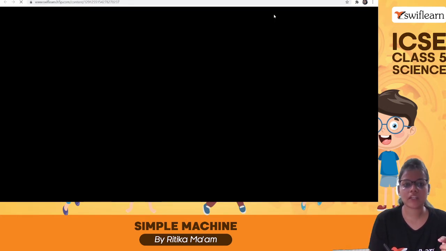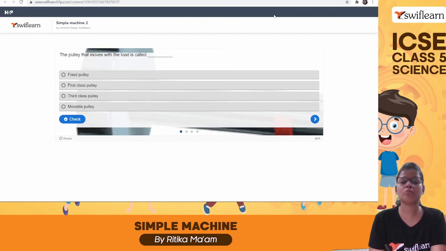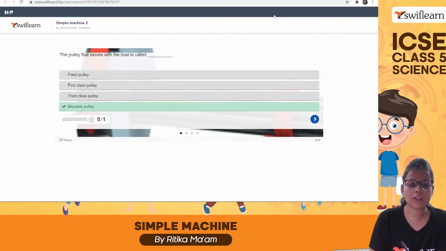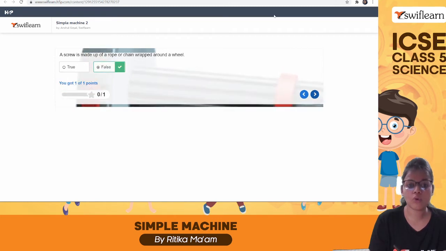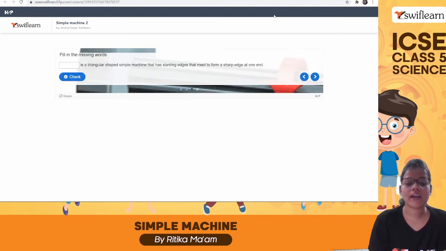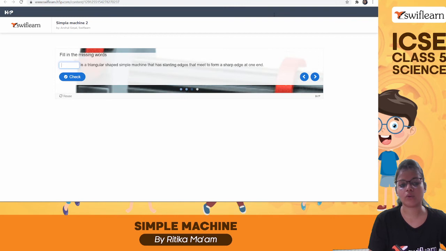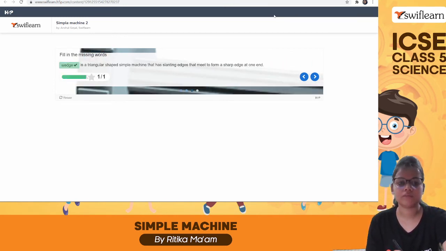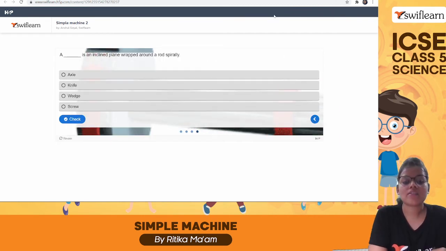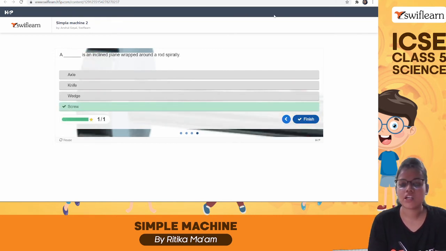Okay, let's do an activity to see what we have learned today. The pulley that moves with the load is known as a movable pulley. A screw is made up of rope or chain wrapped around a wheel. No. A dash is a triangular shaped simple machine that has slanting edges that meet to form a sharp edge at one end. So it is a wedge. And a dash is an inclined plane wrapped around a rod spirally, so that becomes our screw.